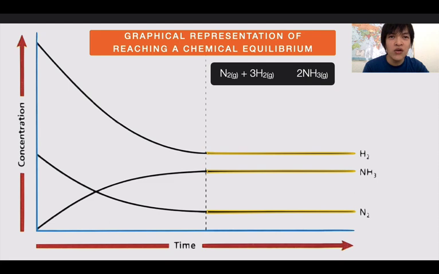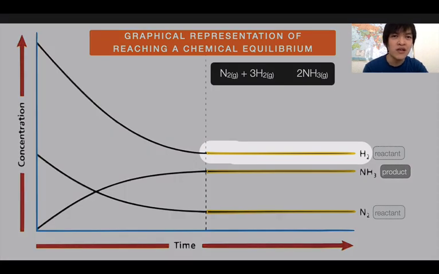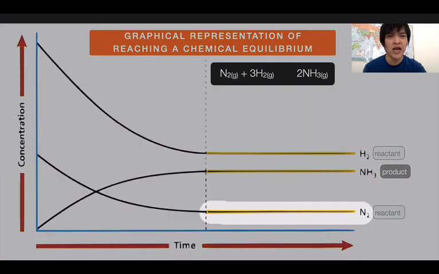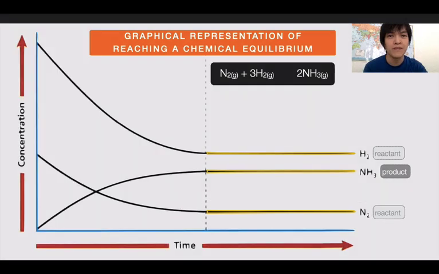It's important to note here that the amount of reactants and products is not the same. This is a big misconception that most students have because it sounds like equilibrium means that everything is equal. But this is not entirely true. Here you can see that there is more hydrogen gas at the end, followed by ammonia, and that at the end there is not much nitrogen gas left, according to the graph.